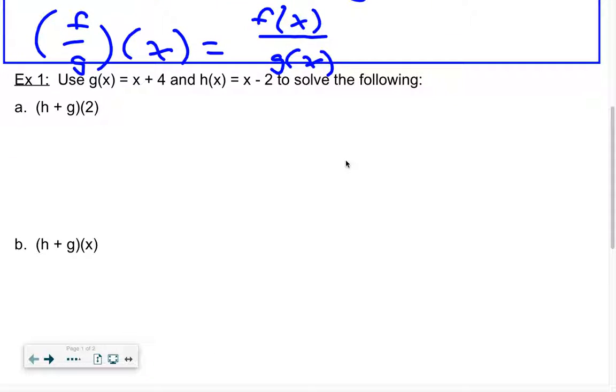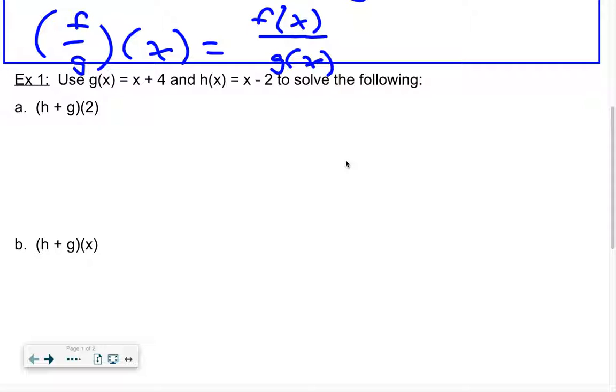So let's go ahead and take a look at a couple of these, and I think once we go through an example or two, you'll start catching on to the idea. For example 1, they give us g of x to be x plus 4, h of x is x minus 2, and we want to solve the following. Part A, we want to begin by taking h plus g of 2. Now, let's just set aside that 2 for the moment.